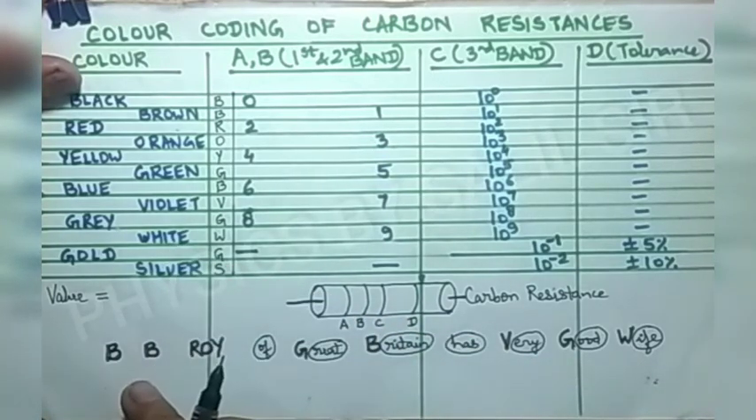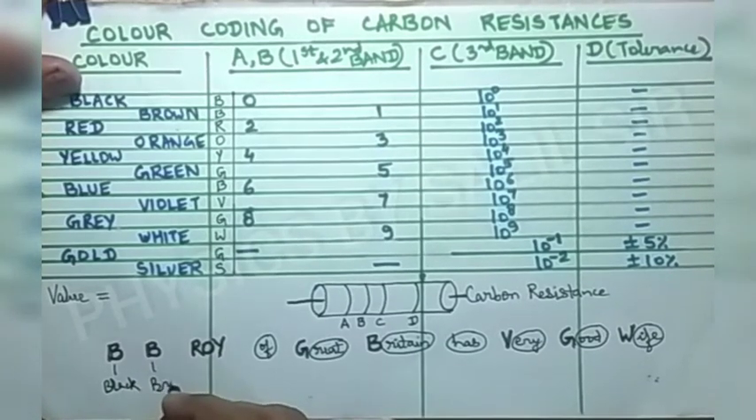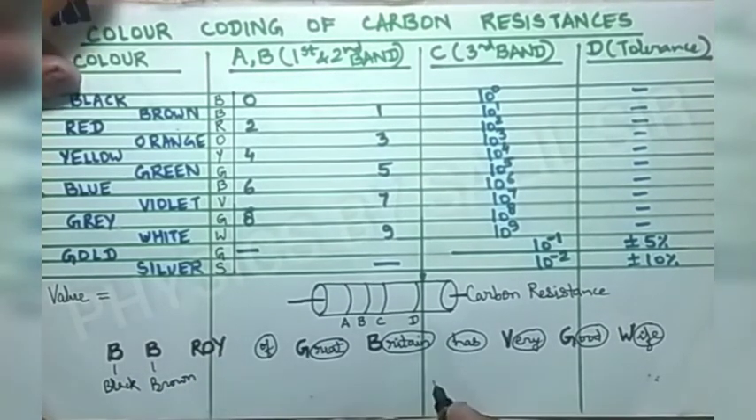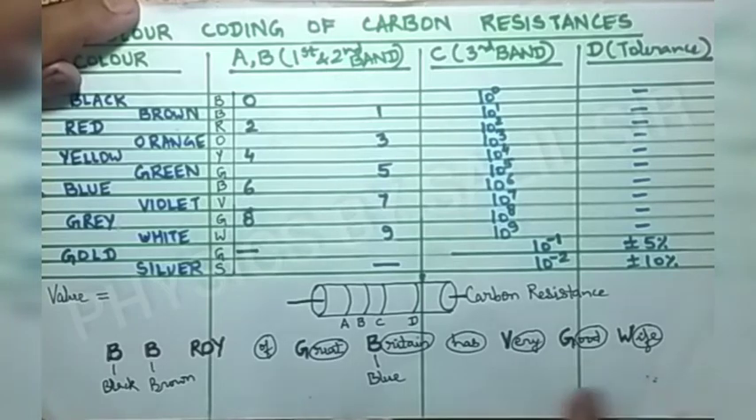So here you have to remember the sequence. The first B is for black, the second B is for brown, and the third B is for blue, because there should not be any confusion between these three B's. Otherwise your answer will be wrong.